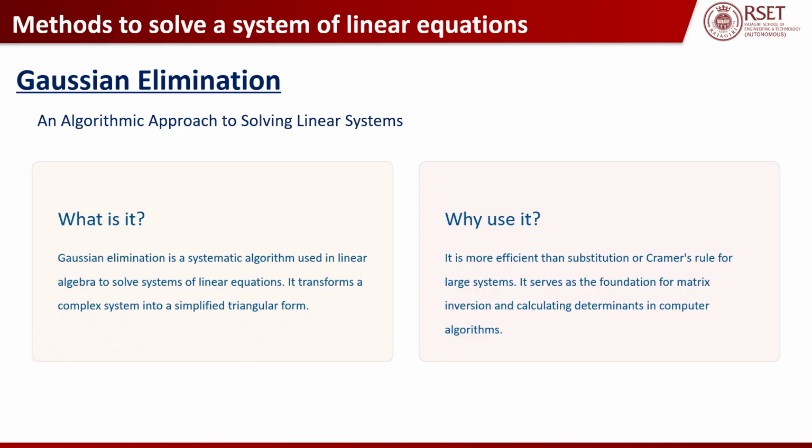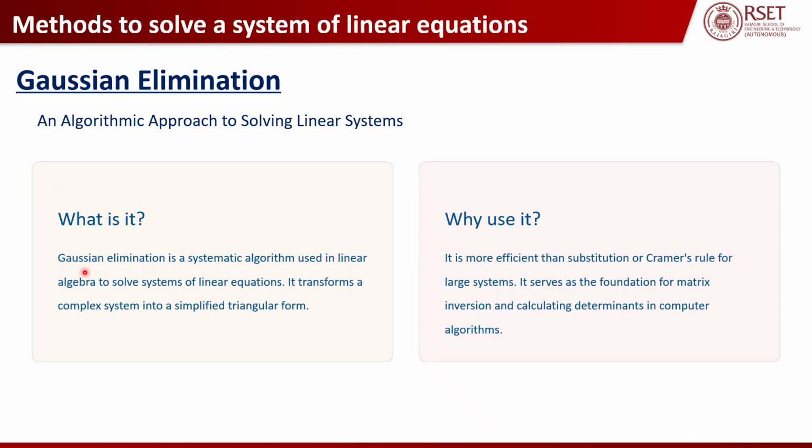Okay, so we are moving to the next slide. The first method we are going to study is the Gaussian elimination method. It is one of the simplest and easiest methods. The thing is, we use matrices to solve. We convert the system of linear equations in variables into a matrix, and then we carry out the process. So the first method is the Gaussian elimination method, an algorithmic approach to solving linear systems.